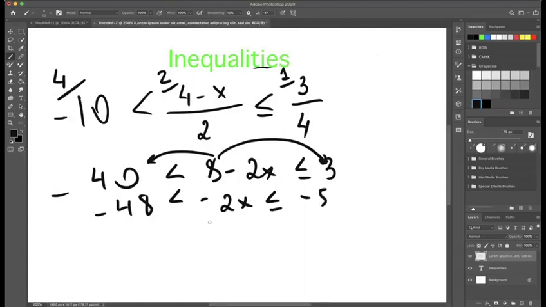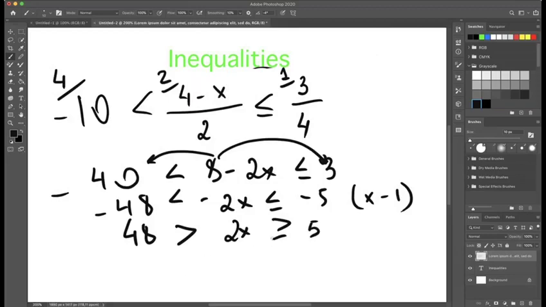But I said that if you see that the number before x is negative, it means you have to multiply or divide all of them by negative 1 and flip all the signs. So I am, for example, multiplying all of them by negative 1. It will be 48. I am flipping the sign. 2x, again I am flipping the sign, and 5. So now 5 is less than 2x, and 2x is less than 48.